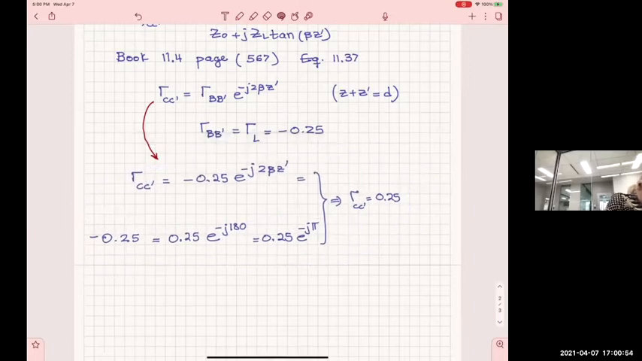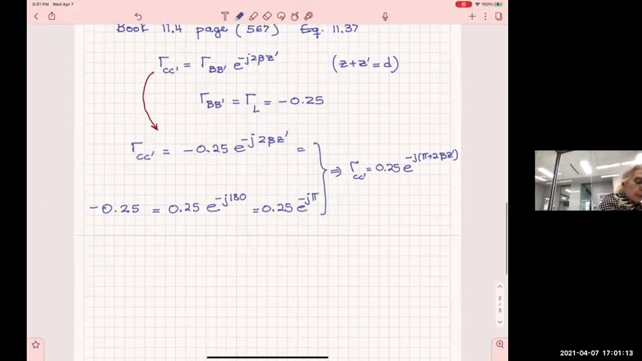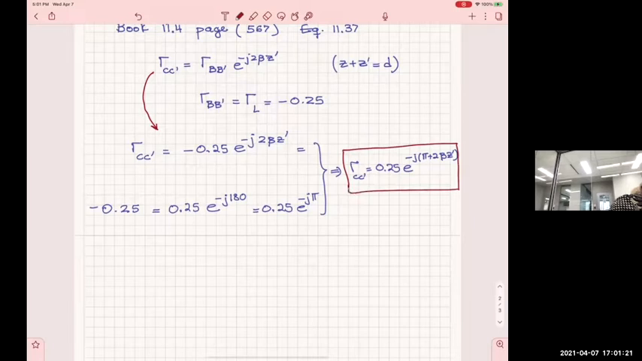And then I will have e to the minus j pi plus 2 beta z prime. All right? So that's how I can write it. From there, I can find the reflection coefficient at any point.